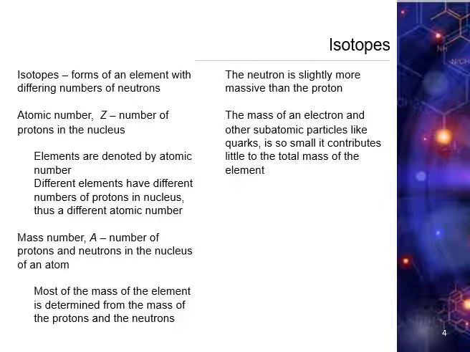Most of the mass of the element is determined from the mass of the protons and the neutrons. The neutron is slightly more massive than the proton. The proton is positively charged. The neutron is neutral. The electron is negatively charged, and the mass of the electron and other subatomic particles like quarks is so small that it contributes little to the total mass of the element.